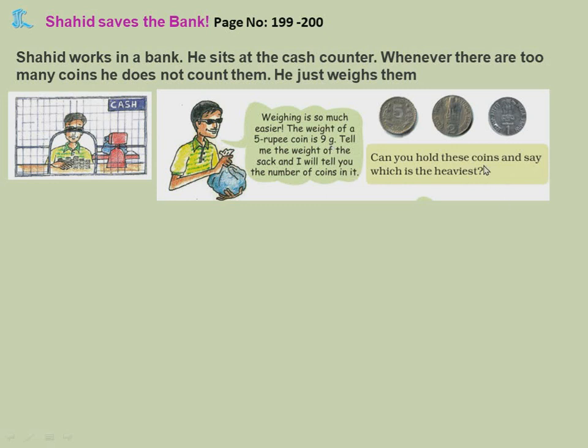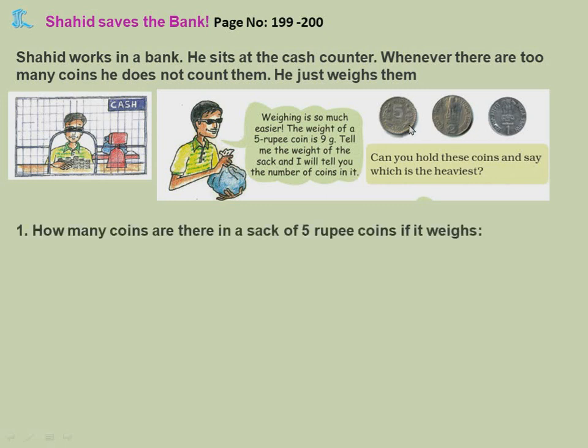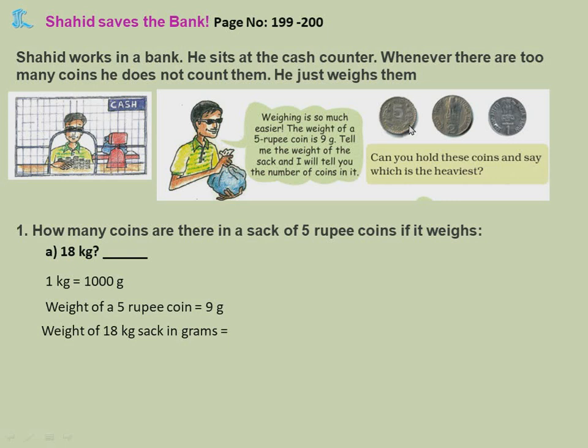Can you hold these coins and say which is heaviest? So you try with 5, 2 and 1 and check out which is heaviest. Definitely the 5 rupee coin will be heaviest. How many coins are there in a sack of 5 rupee coins if it weighs 18 kg? Now, 1 kg is 1000 grams. Yes or no? Now, the weight of a 5 rupee coin is how much? 1 five rupee coin is 9 grams.